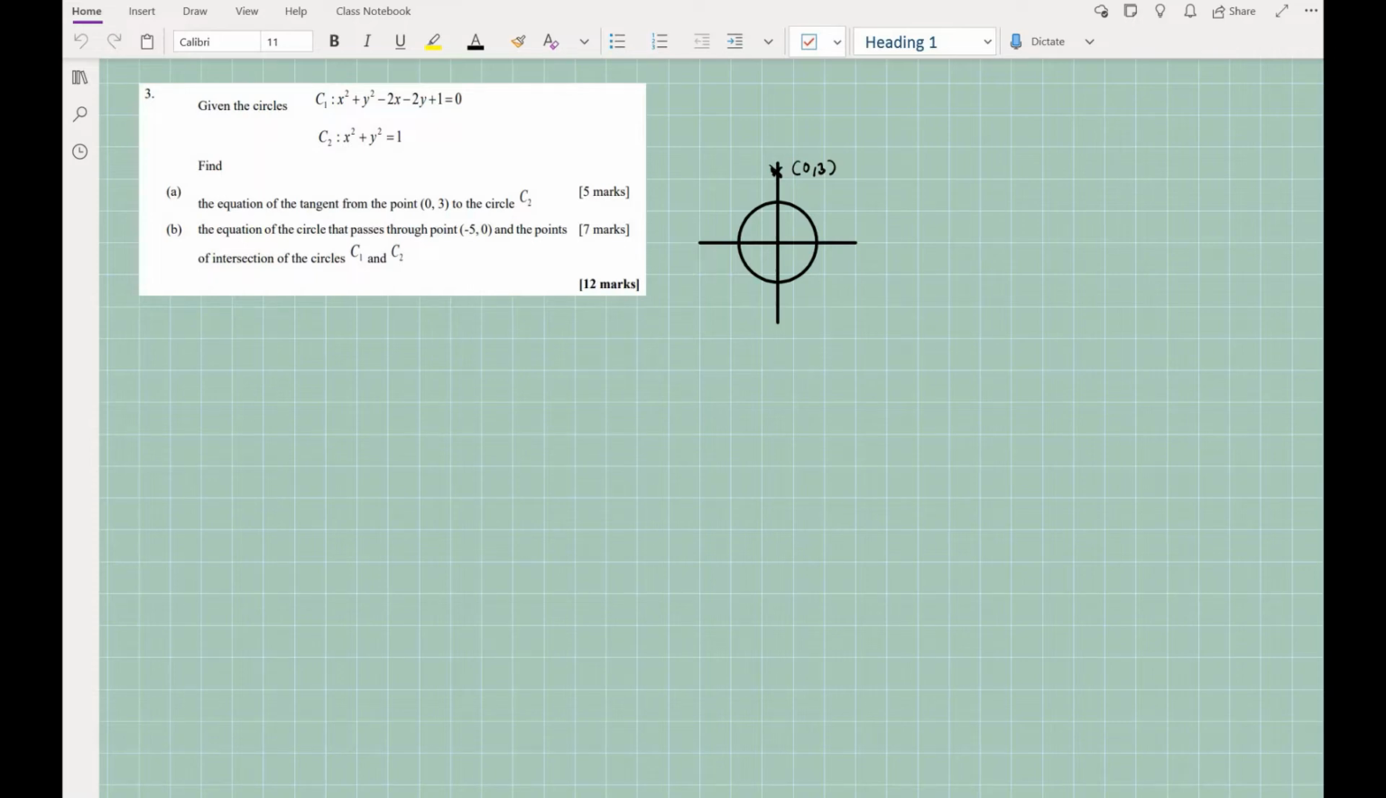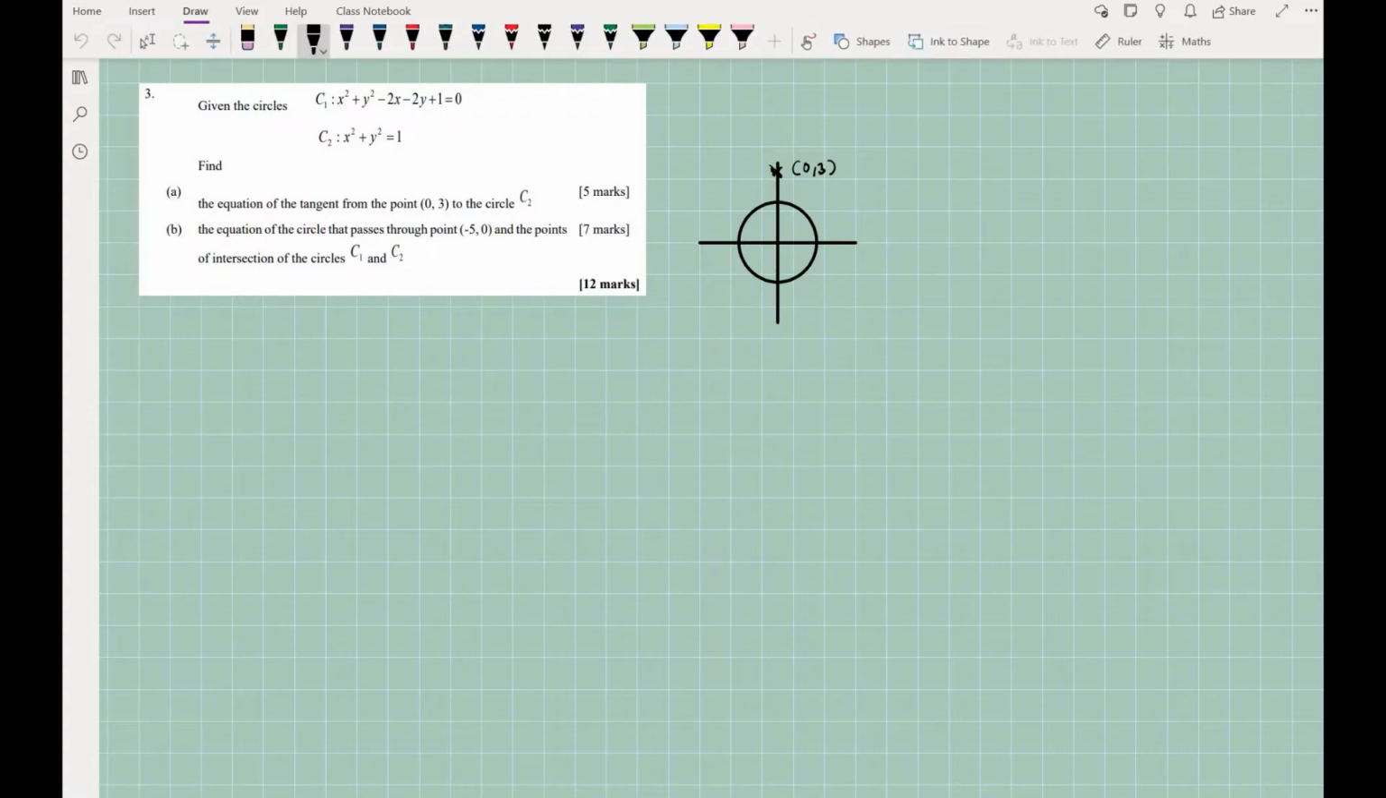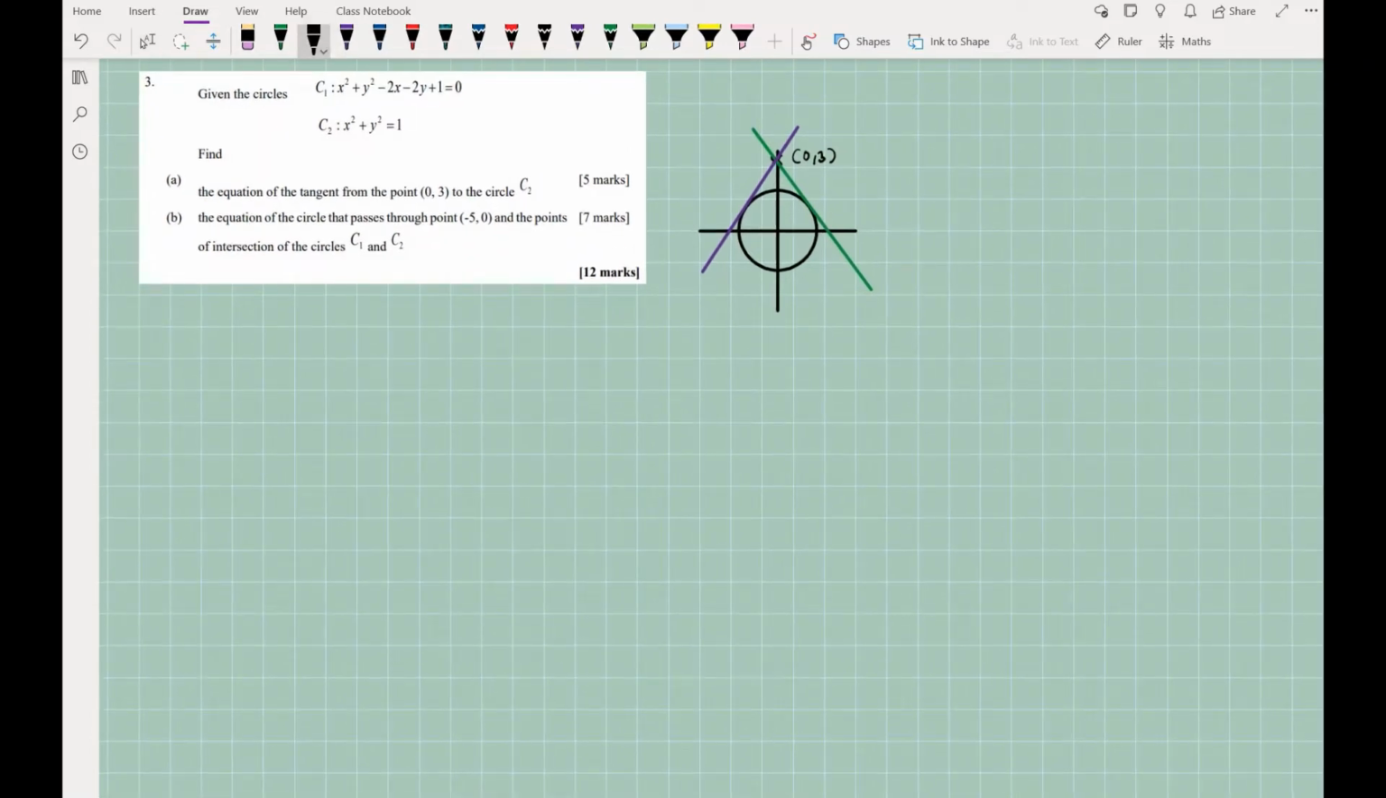Okay, now let's move on to question 3. So in this question, you are given two equations of a circle, and then we need to find the equation of the tangent from point (0, 3) to circle 2. Okay, yang mana I've already drawn my circle 2 here, and kita dah label point (0, 3) berada di atas y-axis. Because we are going to have two different lines as in the diagram, yang hijau dan yang purple, yang mana both lines pass through point (0, 3), and they are also both a tangent to our circle 2, yang mana center untuk circle 2 is on the origin.